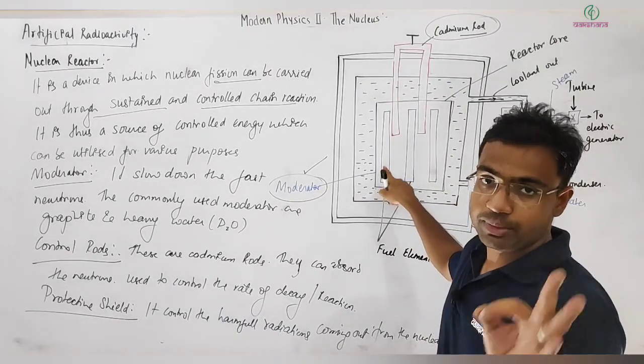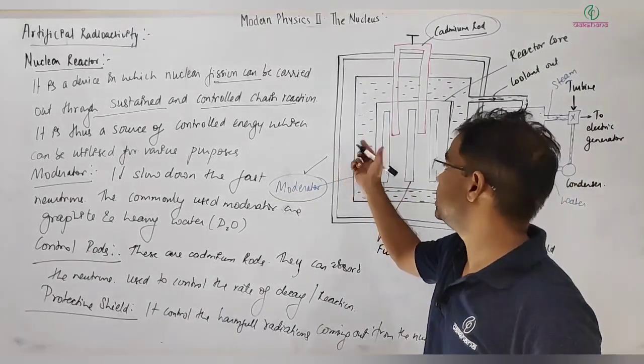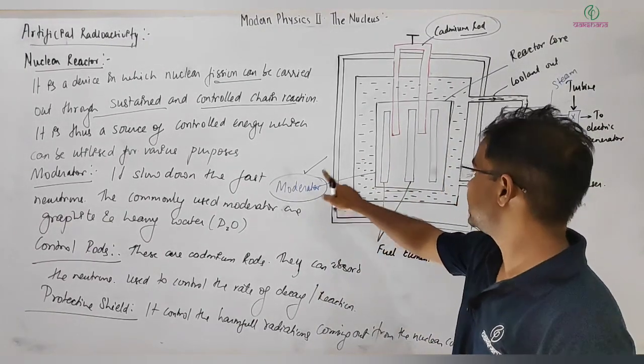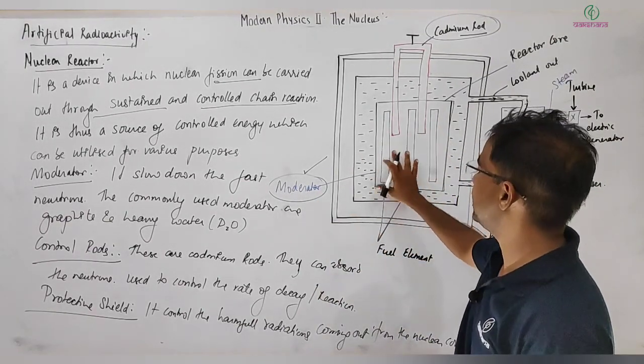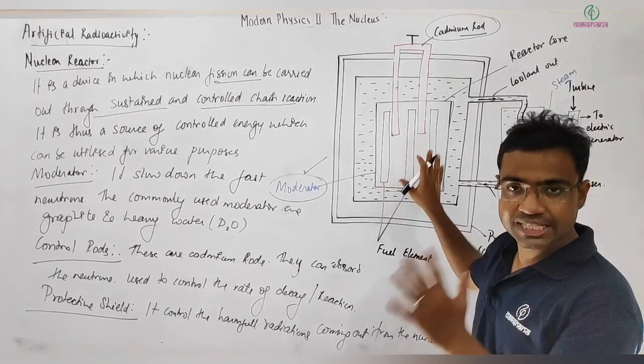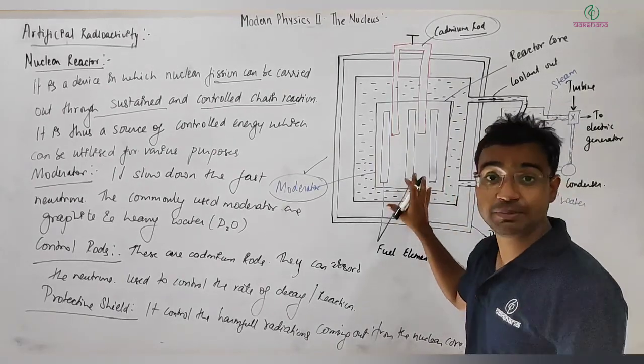Fast neutron problem: fast neutrons can't initiate the fission of uranium-235, they need to be slowed down, and that is done by the moderator. And in this process, overall the rate of reaction is controlled, neutrons are slowed down, fission is continuously taking place, and a large amount of energy is being produced.